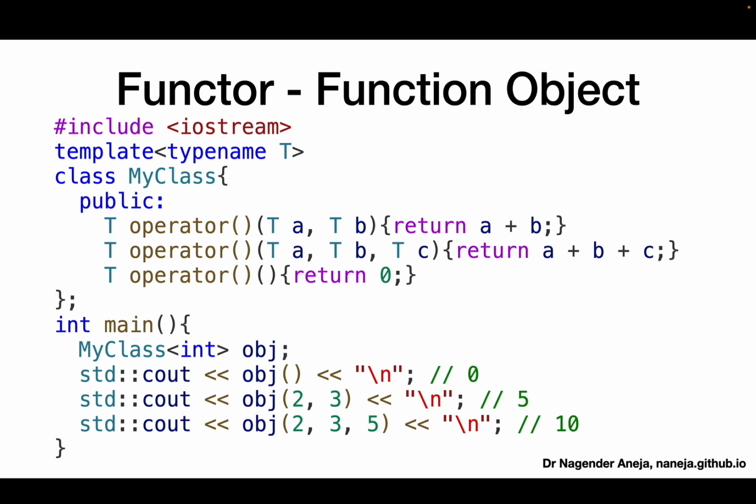We can have multiple operator overloads here: operator parentheses with 2 parameters, with 3 parameters, and with no parameter. With no parameter it returns 0, with 2 parameters it returns the addition of 2, with 3 parameters it returns the addition of 3. We create an object and treat the functor like this. With no parameter it is 0. When we pass 2 parameters it returns 5. When we pass 3 parameters it returns the sum of the three. You can overload with as many implementations as you like. That's all for this lesson, and the next lesson will be on concurrency.